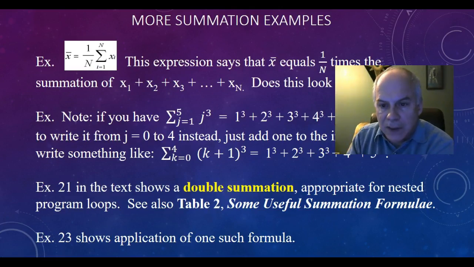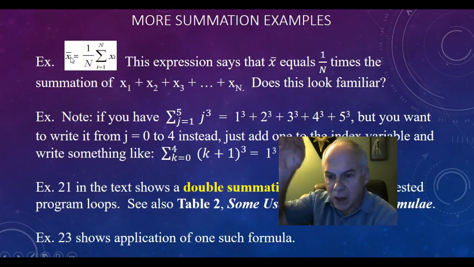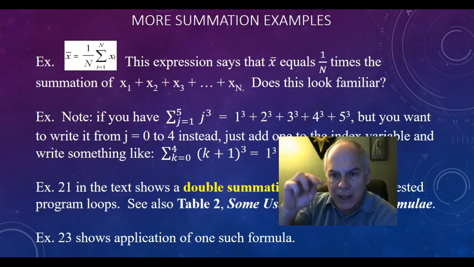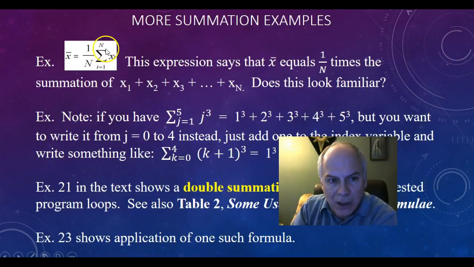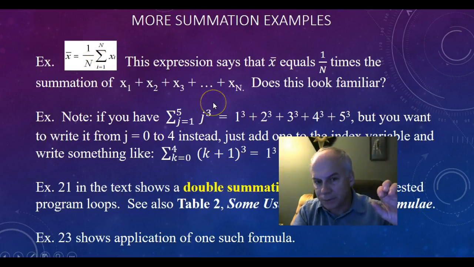Now the next example says that x bar equals 1 over n times the summation, where i starts at 1 and goes to n, of x sub i. So x1 plus x2 plus x3 plus x4 all the way to x sub n. And we add those up, and then we multiply by 1 over n. Has anyone seen that formula before?